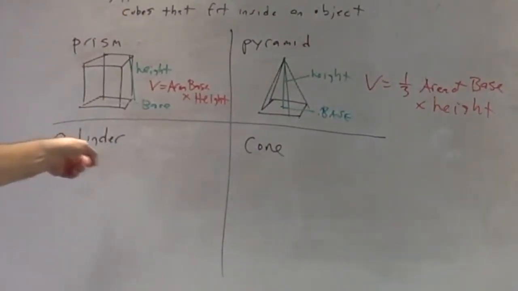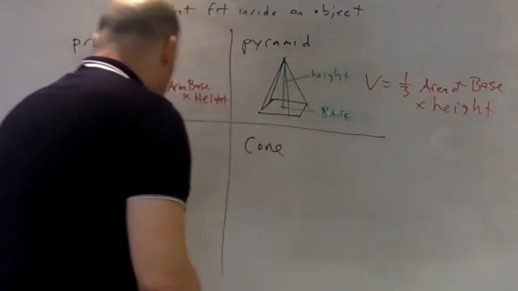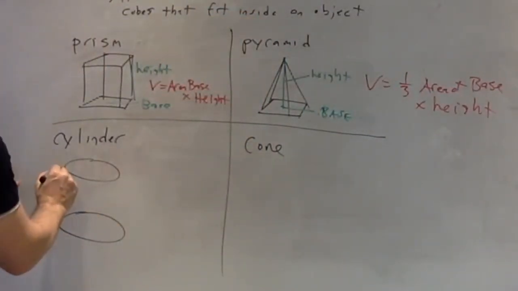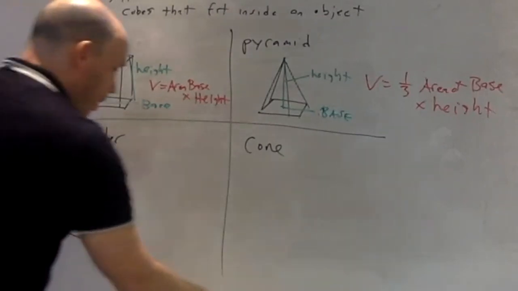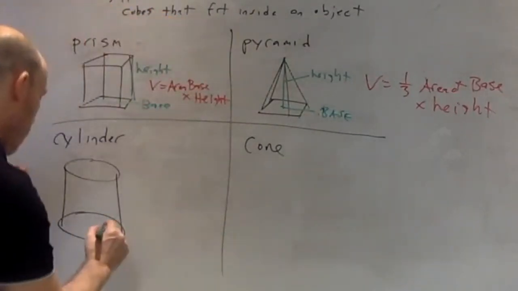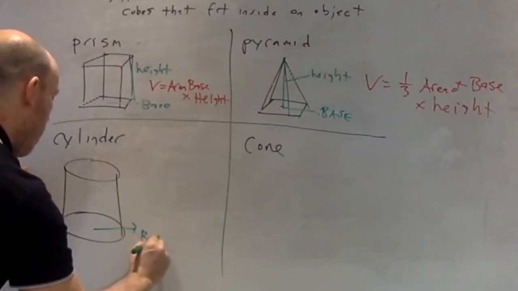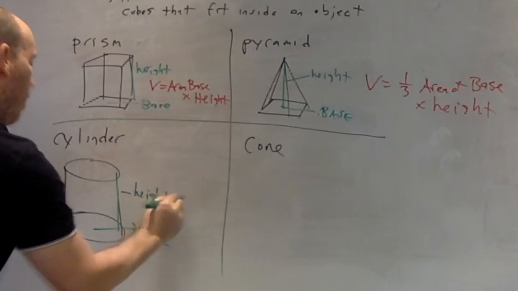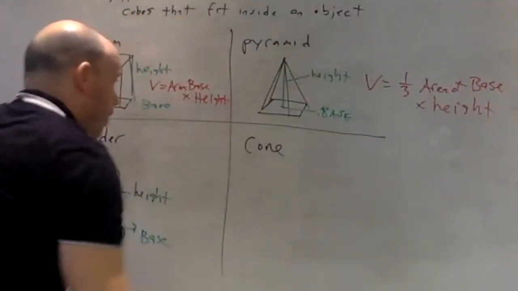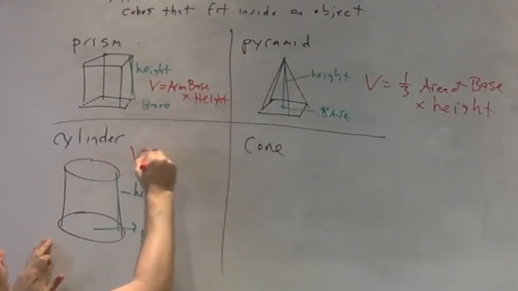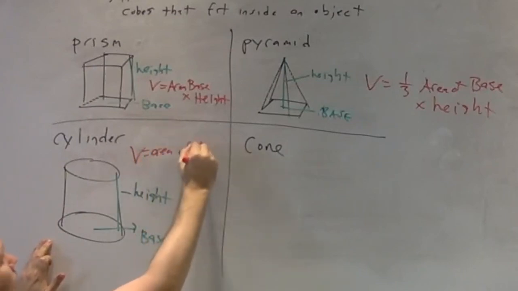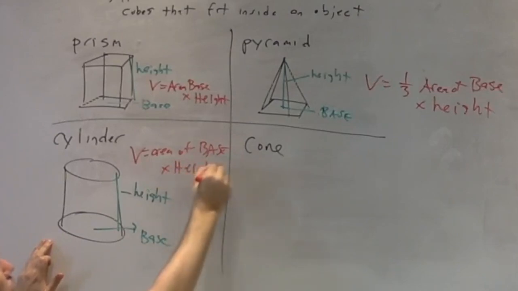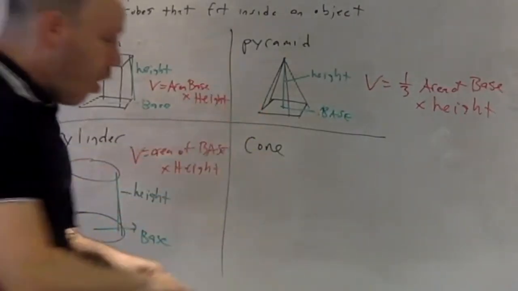Next, cylinder and cone. What is a cylinder? Well, I say it's like pancakes on top of each other. So we have the base, and we have the height. And what's the volume? Area of base times the height. That's it. What's going on with the cone?